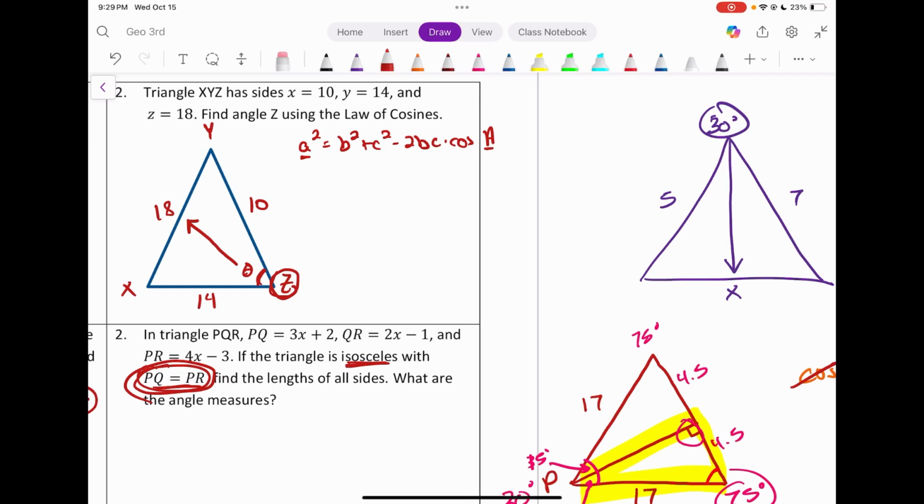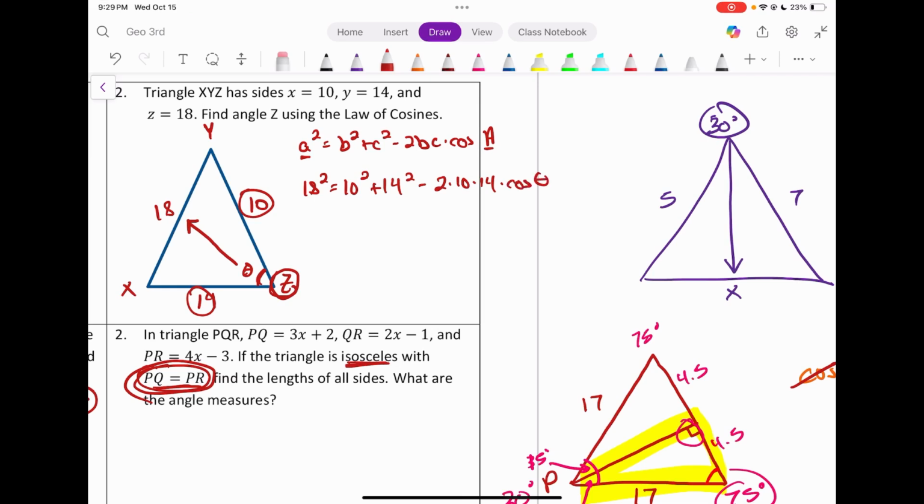So here this one's going to get set up a little bit different. We're going to actually have to find the measure of the angle. So our b's and c's will be 10s and 14s. So minus 10 times 14 times the cosine of our theta.